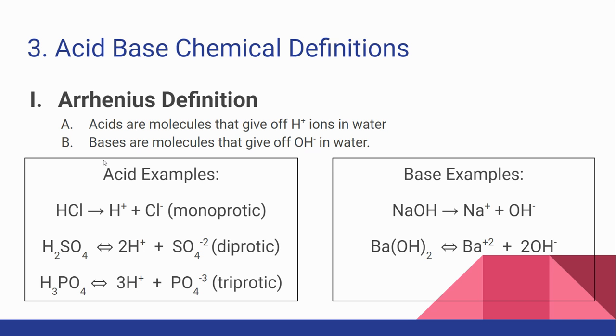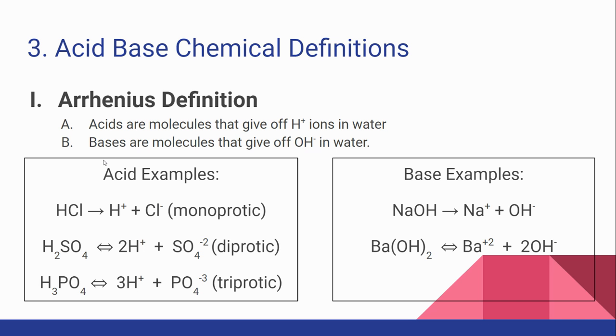Okay, so an acid that gives off 1 proton, we call it monoprotic. An acid that gives off 2 hydrogens, something like H2SO4, we call that diprotic. And an acid that gives off 3, like H3PO4, we call that triprotic. Okay, so monoprotic, diprotic, triprotic, but they all give off H plus in solution. So when they're dissolved in water, they give off H plus.